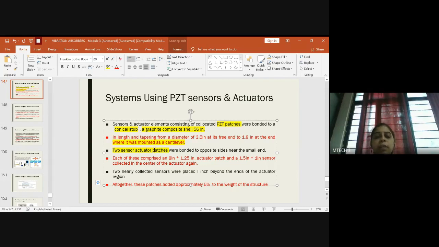You cannot just keep these patches on the cantilever and go. When it vibrates, the actuator and the sensors will fall down. So what has to be done is they have to be bonded properly to the opposite sides of the cantilever you are using. To bond, you should have a proper adhesive so that the cantilever and the piezo patch are bonded together. When the cantilever vibrates, the piezo patch will stay adhered to the surface and won't fall down. So you should be using a proper bonding material.